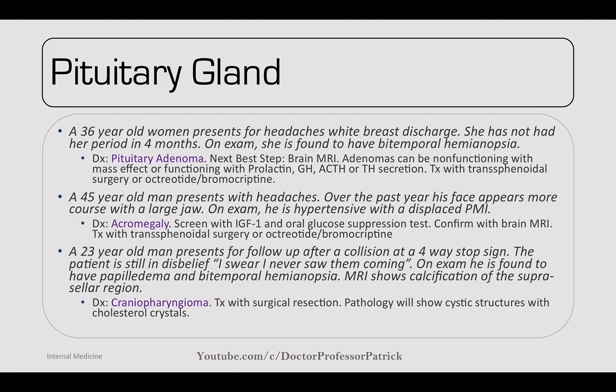Lastly, we've got a 23-year-old man who presents for follow-up after a collision at a four-way stop sign. The patient is still in disbelief, saying, "I swear I never saw them coming." On exam, he's found to have papilledema and bitemporal hemianopsia. MRI shows a calcification of the suprasellar region, and the diagnosis here would be a craniopharyngioma. So this is remnants of the Rathke pouch, and they can calcify, form sort of like oil plaques, and grow and cause a mass effect. You want to treat these with surgical resection, and pathology will often show cystic structures with cholesterol crystals in them.